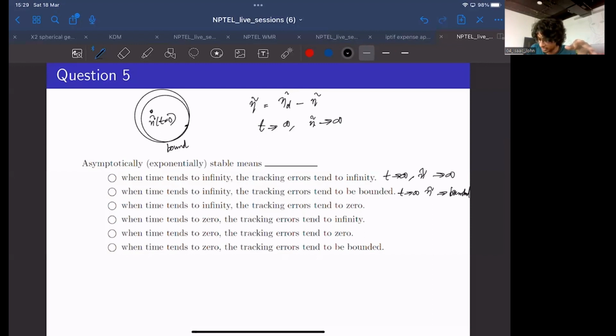And option 3 states when time tends to infinity, the tracking errors tend to 0. The fourth option says when time tends to 0, the tracking errors tend to infinity. The fifth option says when time tends to 0, tracking errors tend to 0. The sixth option says when time tends to 0, tracking errors are bounded. So which of the options is correct?